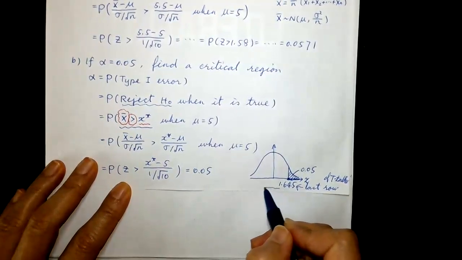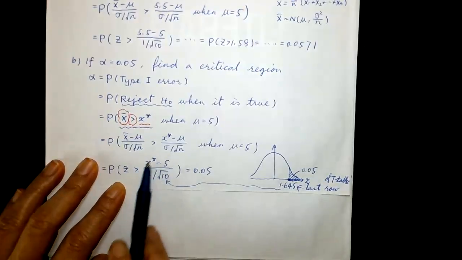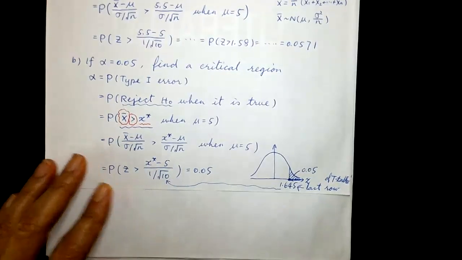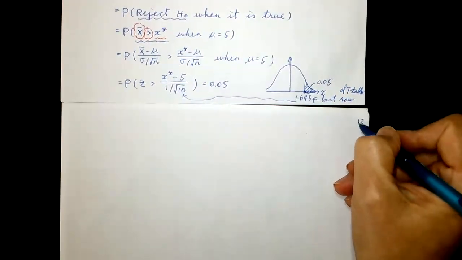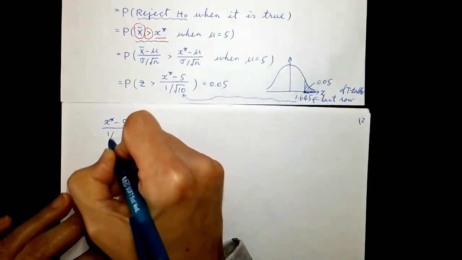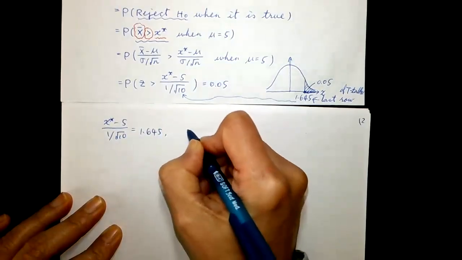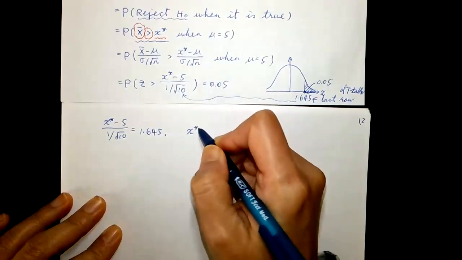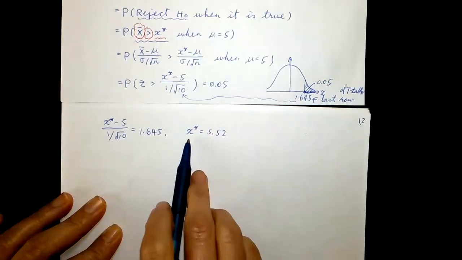Okay, this value, 1.645, is this unknown expression. So I connect the two. Solve for this unknown constant. It turns out to be this.